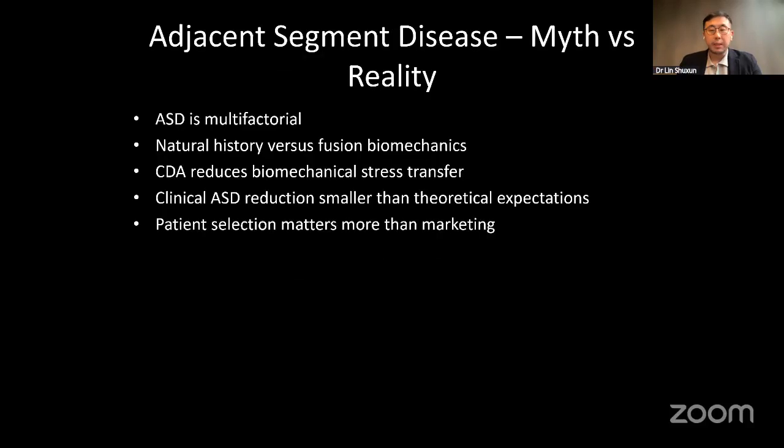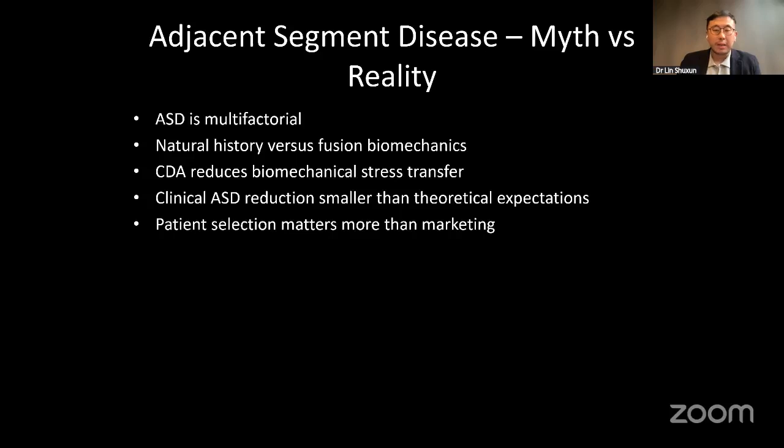So adjacent segment disease remains one of the major arguments for CDA. Biomechanically, the concept makes sense. Fusion increases stress transfer to neighboring levels. However, ASD is multifactorial. Age, genetics, baseline degeneration, sagittal alignment, smoking, and natural history all contribute. So CDA likely reduces biomechanical overload, but it does not magically stop degeneration.